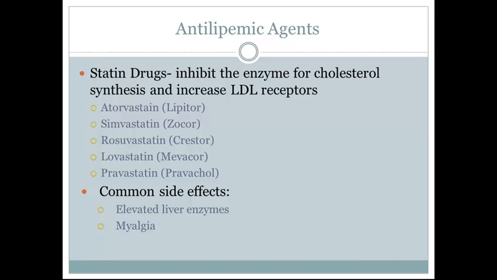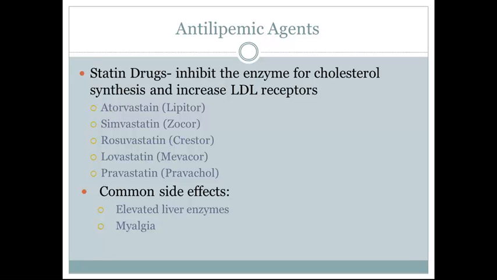Common medications in this class, the first two are the most common, atorvastatin or Lipitor, which just went generic in 2014, so it is a lot cheaper for patients. Simvastatin or Zocor, also very common. Rosuvastatin or Crestor is a little bit higher powered. There's a higher response, however, it is a lot more expensive for patients to purchase. Lovastatin and then Pravastatin.